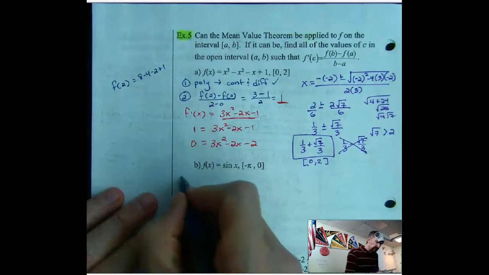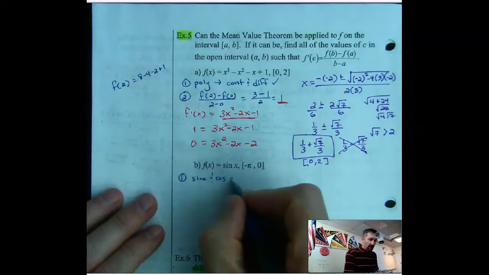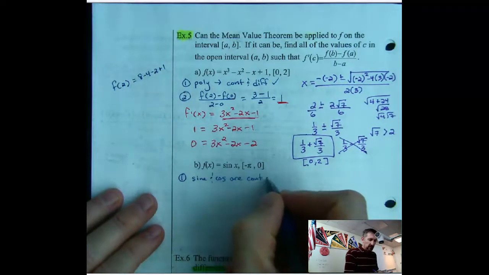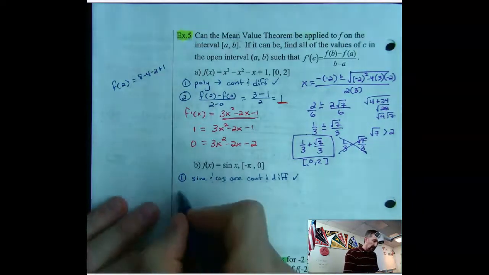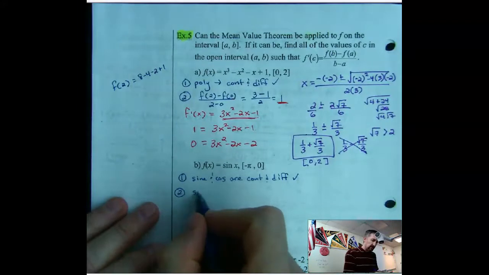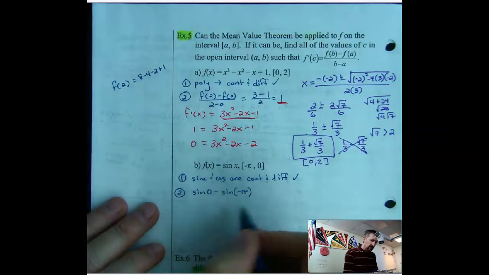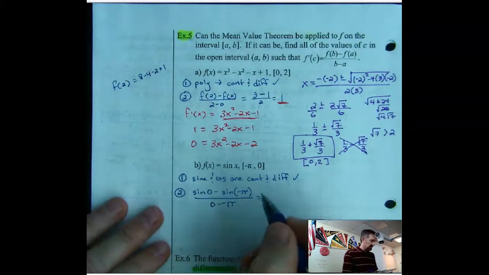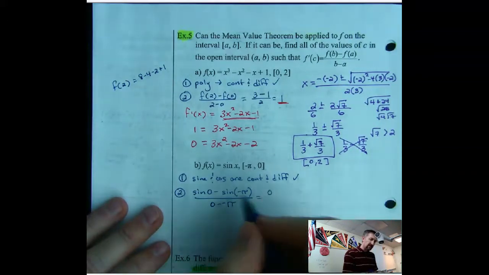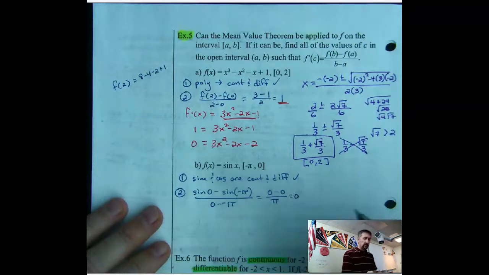So sine and cosine are continuous and differentiable. Okay, so that's good. And now we need to calculate the slope. So that's going to be the sine of 0 minus the sine of negative pi, over 0 minus negative pi. So the sine of 0 is 0. The sine of negative pi is also 0. So that divided by pi, that equals 0.